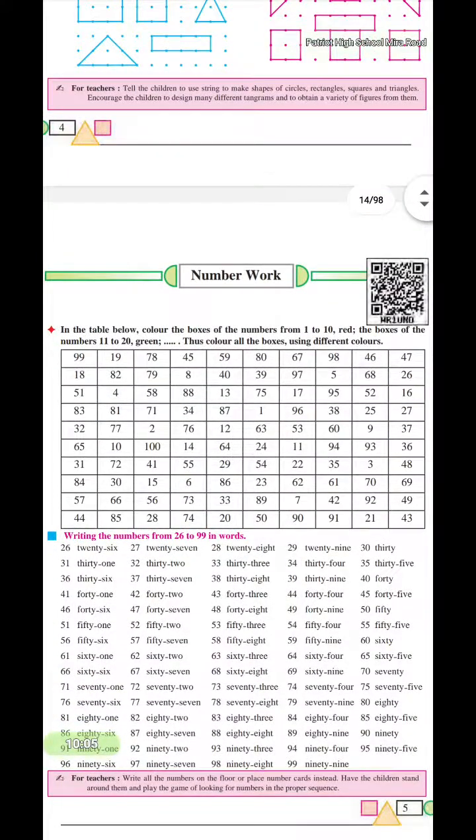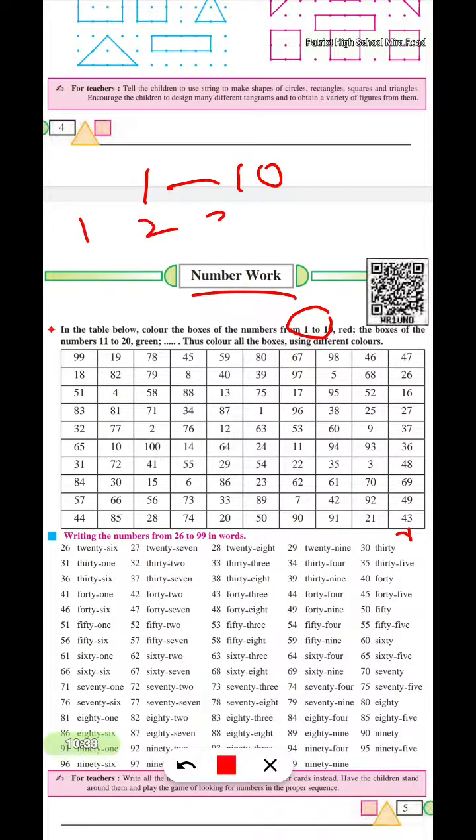Number work. In the table below, color the boxes of numbers 1 to 10. If it is 1, you have to make it red. If it is 10, make it red. So let us find which are the numbers from 1 to 10. It should be 1, 2, 3, 4, 5, 6, 7, 8, 9 and 10. If these are the numbers, then we have to paint the box red. So let us make the box red.